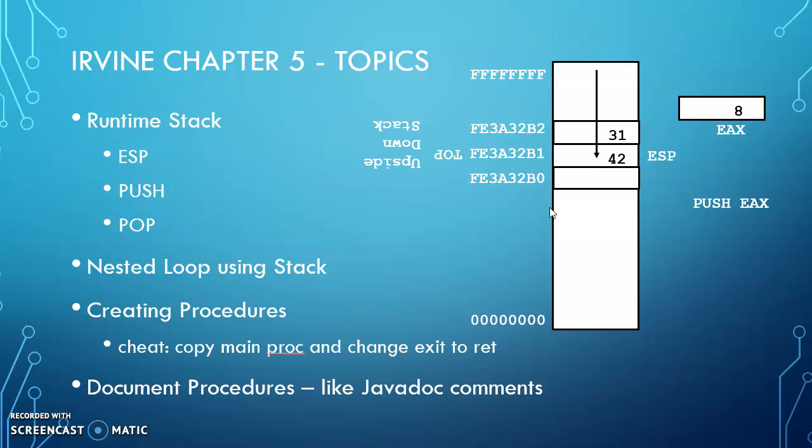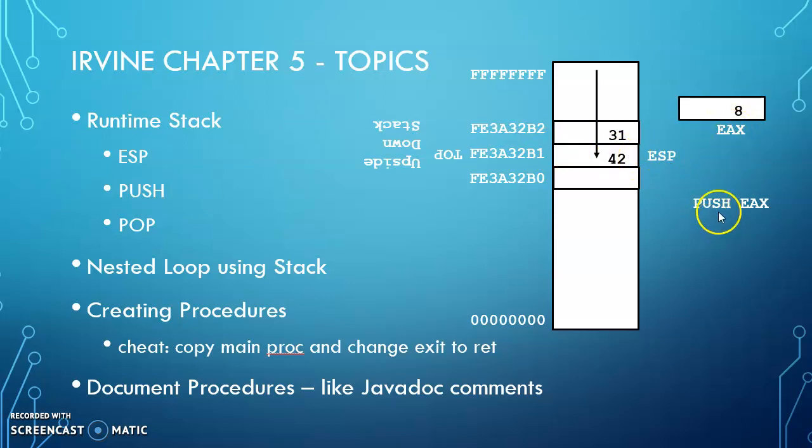Even though now we're in protected mode and each application potentially has its own 4 gigs of memory, the stack is still descending from the highest address down. And by the way, the ESP is a register on the CPU, and it has a pointer logically to where the top of the stack is.